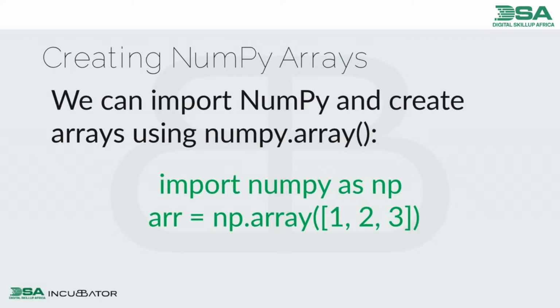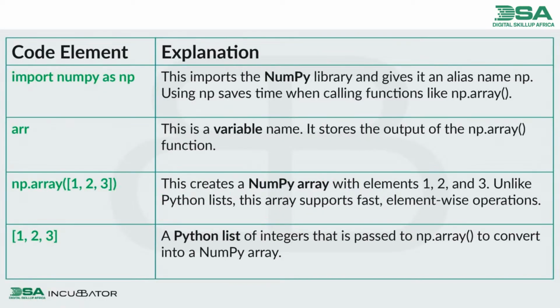All right, then how do we create a NumPy array? So we can import NumPy and create arrays using np.array. If we import our NumPy and give it an alias np, we can say the array is equal to np.array 1, 2, 3, which we practiced. If you remember, I explained that when we import, we are importing the library NumPy, giving it an alias np. Your ARR is a variable name where we are going to store our np.array. And our np.array creates an array list with elements 1, 2, 3.